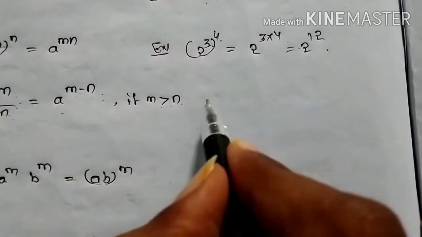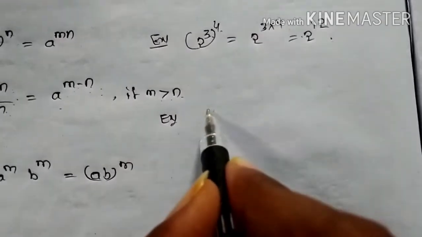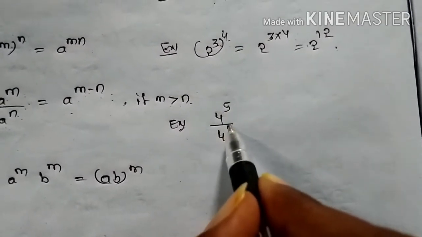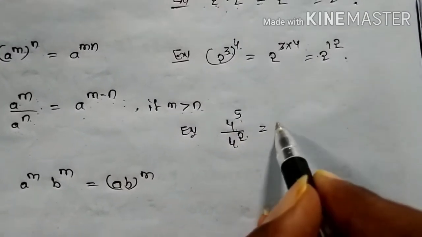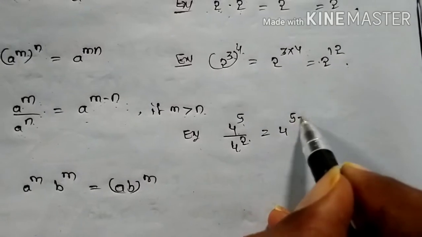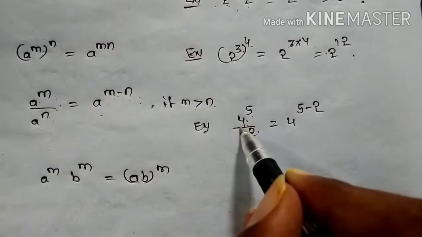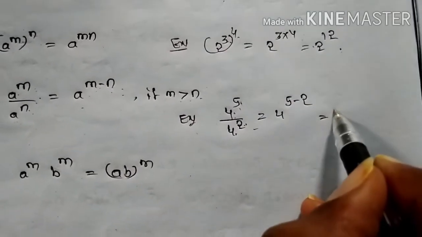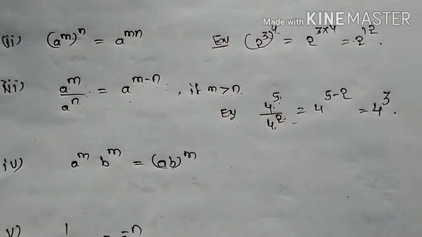Here I am taking an example: 4 power 5 by 4 power 2. See here, 4 power 5 by 4 power 2 is equal to 4 power 5 minus 2. Here the bases are the same, the operation is division, so you just subtract the exponents. 5 minus 2 is how much? 3 only. That means you can write 4 power 3. Here 4 power 3 is your answer.